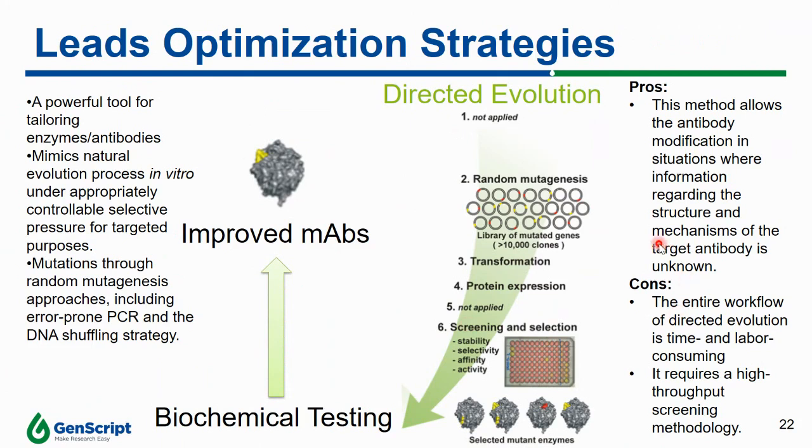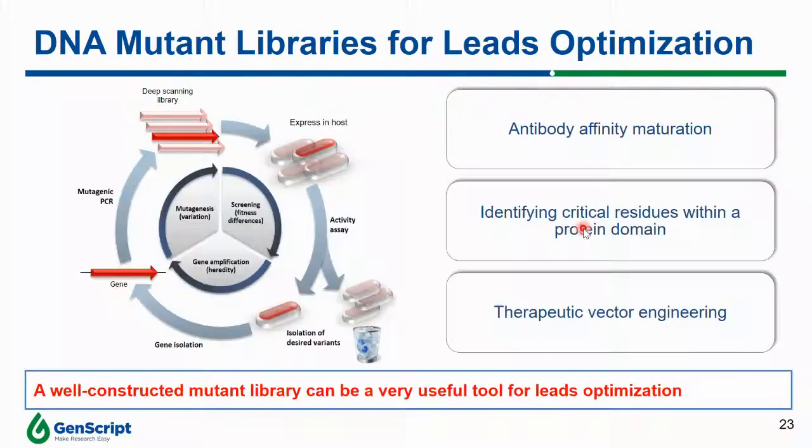The advantage of this strategy is that it allows antibody modification in situations where the information regarding the structure and mechanisms of the target antibody is unknown. To obtain the expected level of optimization, several rounds of evolution are required and a large number of variants must be screened. So you can imagine that the entire workflow of directed evolution is time-consuming and laborious. Additionally, it requires a high-throughput screening methodology. Based on these two strategies, you can see that it is very important to have a well-constructed mutant library that is useful for lead optimization.